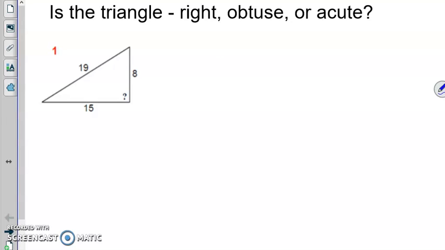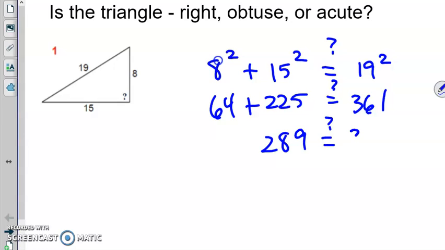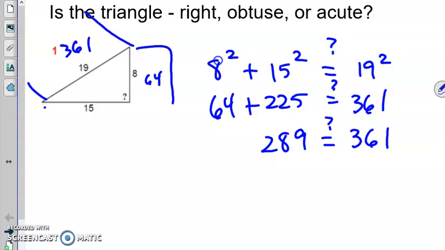So we're going to use the Pythagorean theorem to decide if the triangle is a right triangle or not. So 8 squared plus 15 squared, does that equal 19 squared? This is 64, this is 225. So I'm trying to see, what, 361, 289. Definitely doesn't equal 361. So the square coming off this third side is bigger than the other two squares.